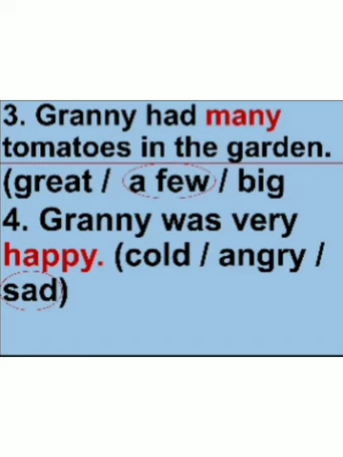Okay. Read all of you with me. Granny had many tomatoes in the garden. I repeat. Granny had many tomatoes in the garden. Tell me, what is the adjective in this sentence? Is it tomatoes, granny, garden, many? Yes, you are right. Many is the adjective. Isn't it, children? Because you are asking the question, how? How many tomatoes? Yes? So the answer is many.